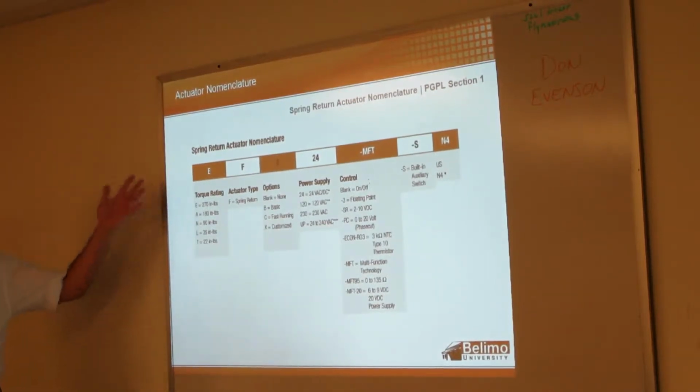So, this chart is right out of the book there. It's a nomenclature for the spring return actuators. The first character there always refers to the torque rating. You can see our largest spring return is 270 inch-pounds. Largest in the industry as far as commercial damper actuator with spring return capability. The majority of our competition are down in this 180 range, which is where we were until about a year and a half ago. Then we go down to 90, then 35, then 22.